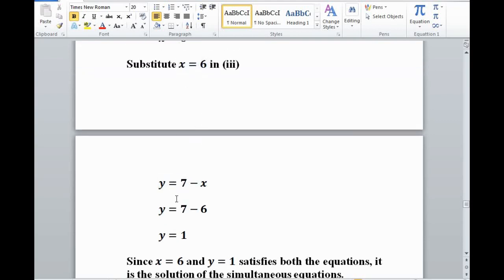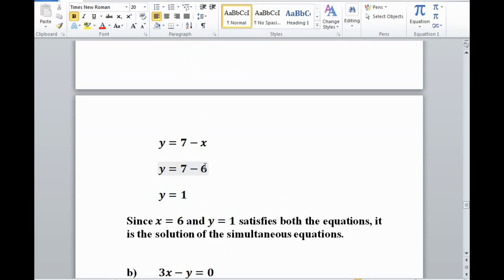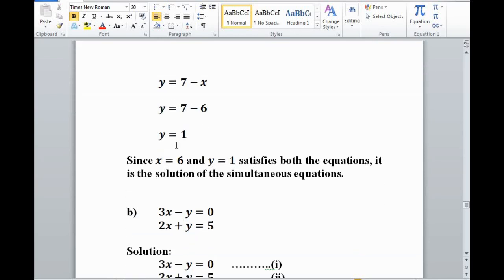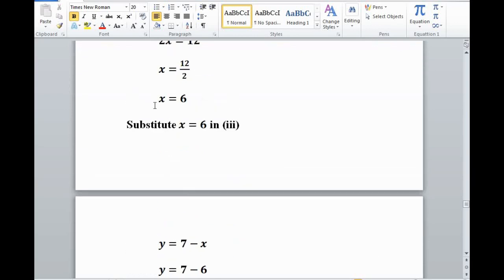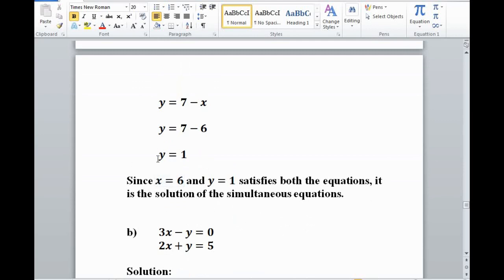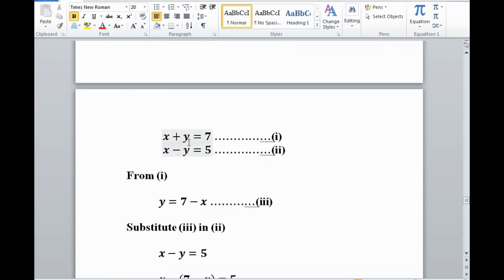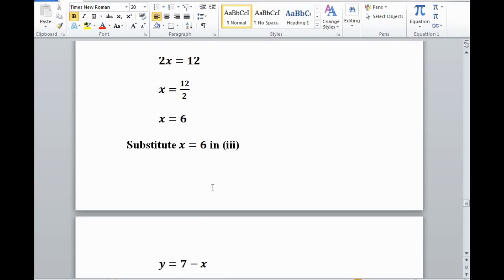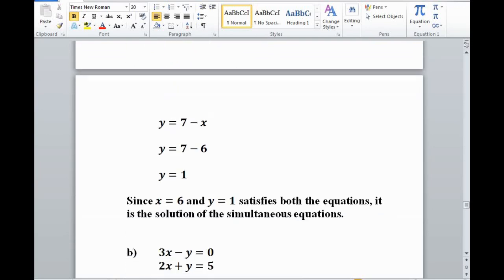So this equation becomes y equals 7 minus 6. Now 7 minus 6 equals 1. So here we have the value of x is equal to 6 and the value of y equals 1. Since x equals 6 and y equals 1 satisfies both these equations, equation 1 and equation 2, therefore it is the solution of the simultaneous equations.